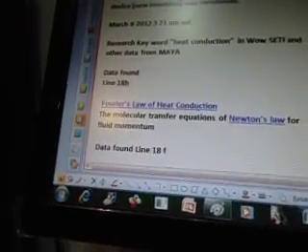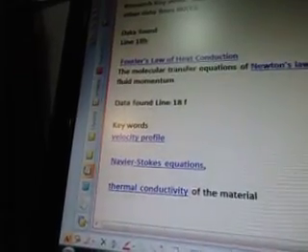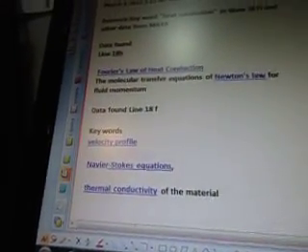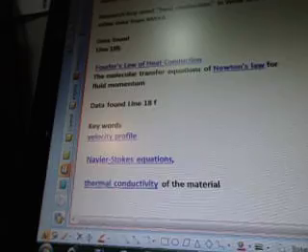I do the research, and I found some data in 18H, which of course hasn't even been filmed yet. I'm still on 18A, so you know how far I am from there, but the data has come up later on. So this is Fourier's law of heat conduction, the molecular transfer equations of Newton's law for fluid momentum, data found in line 18F. The keywords are velocity profile, Navier-Stokes equations, thermal conductivity of the material.